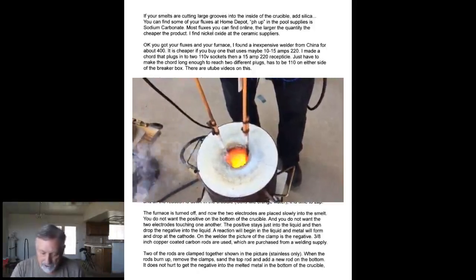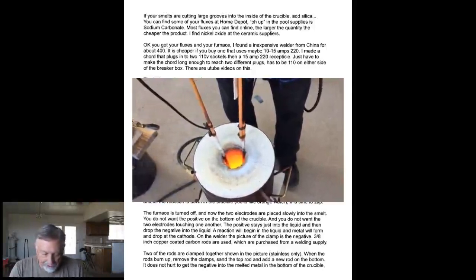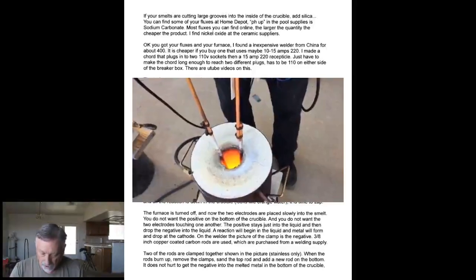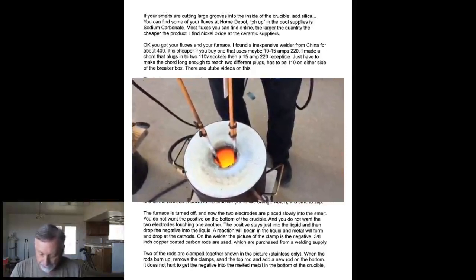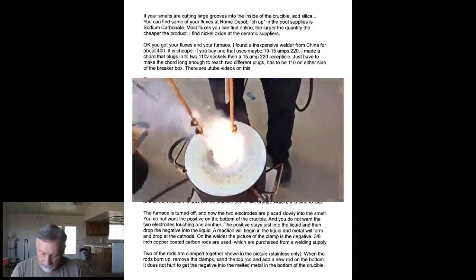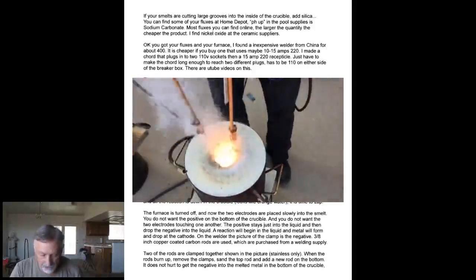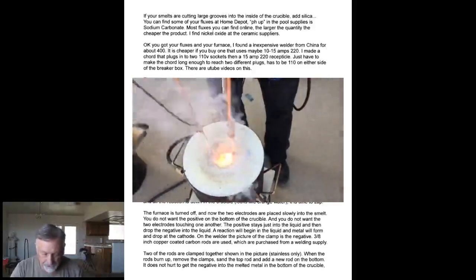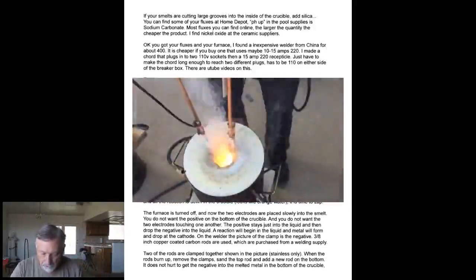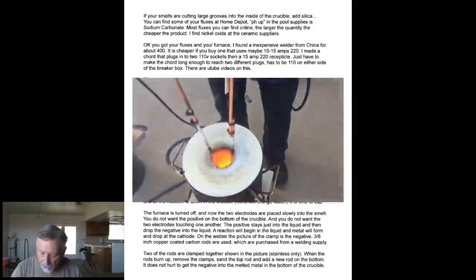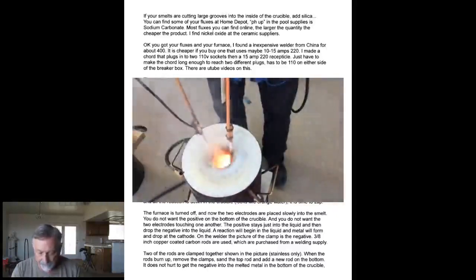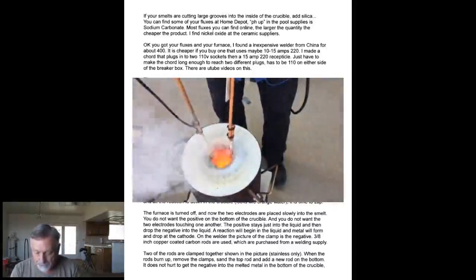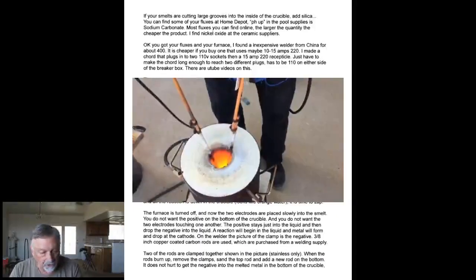That's negative. I use 3/8 inch copper coated carbon rods, which are purchased from a welding supply. Two of the rods are clamped together, shown in the picture, stainless only, so that extends the rods. When the rods burn up or get too small in the ends, remove the clamps, sand the top rod, and add a new rod on the bottom. It does not hurt to get the negative into the metal in the bottom of the crucible, but don't leave it there long.